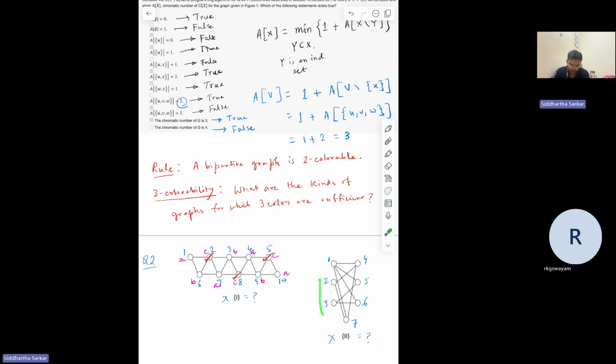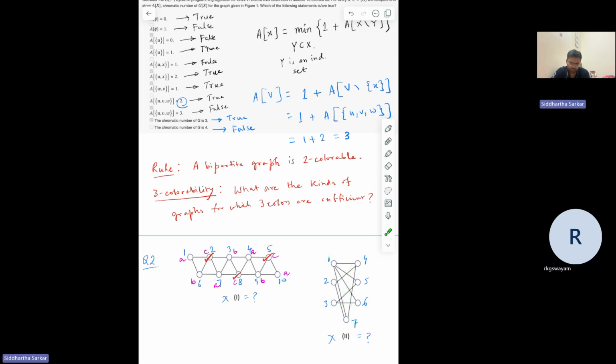So how about 1, 2, and 3? Yes, it is better. How about 4, 5, and 6? Yes. If you do not look at 7 at all, let us say 7 does not exist, then this is a bipartite graph where the two partitions are 1, 2, 3 and 4, 5, 6. So 2 colors, 2 plus 1, 3. Its value would also be equal to 3.